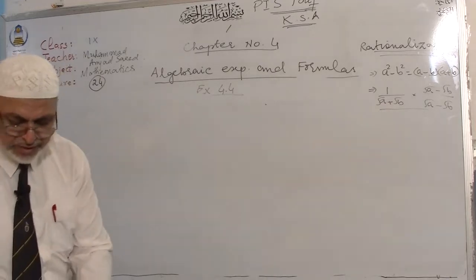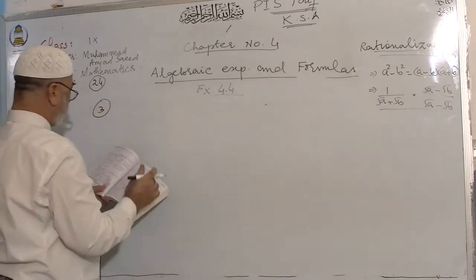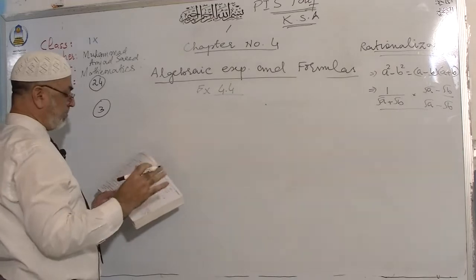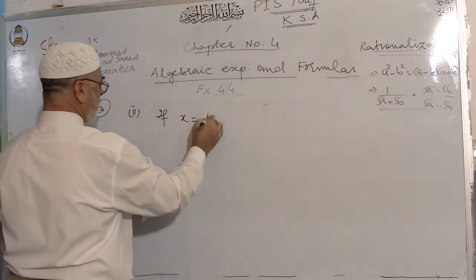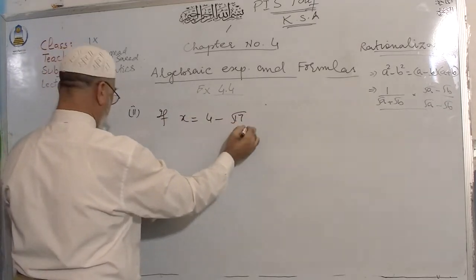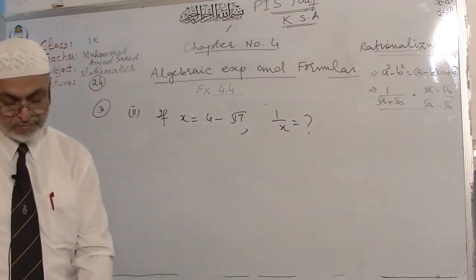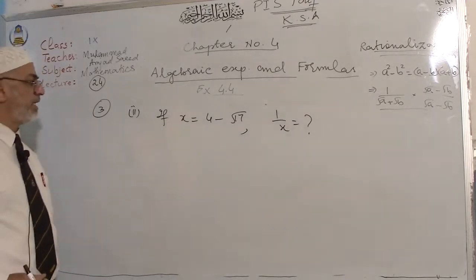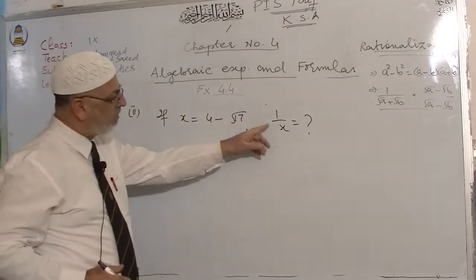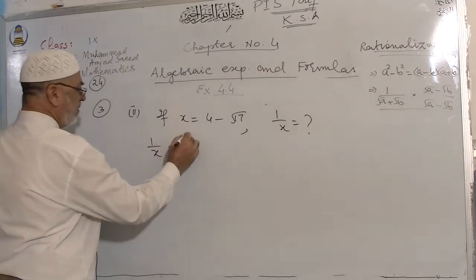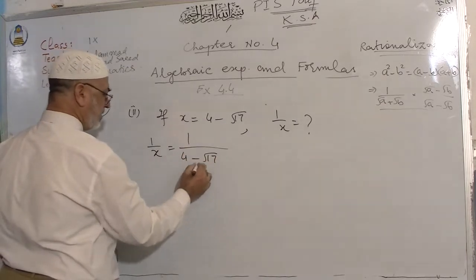In case of question number 3, we have part number 1 and 2, they are similar. I am taking part number 2. If x is equal to 4 minus root 17, then find 1 over x. We have to find 1 over x. Very easy. X is given, you have to find 1 over x. 1 over x means 1 over the value of x. Take from here, 4 minus root 17.